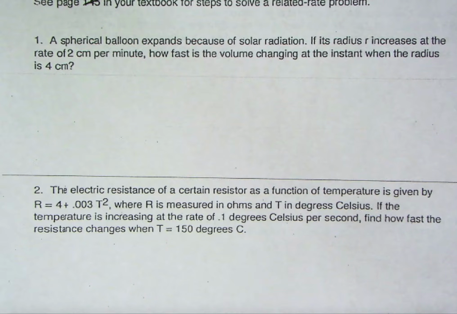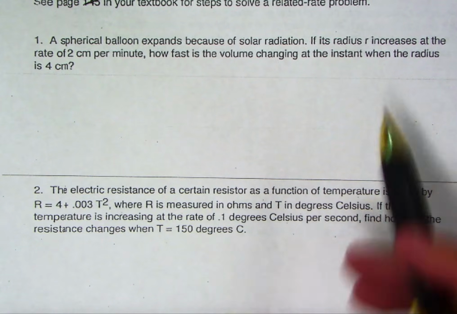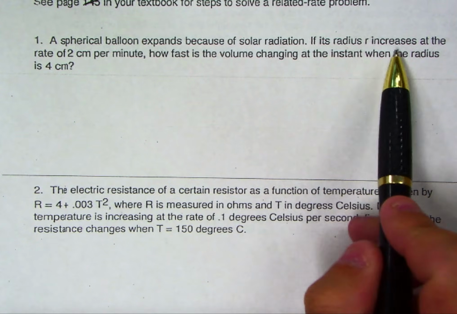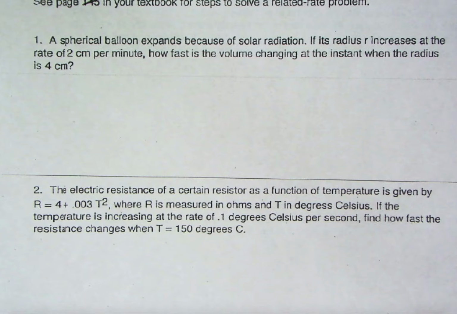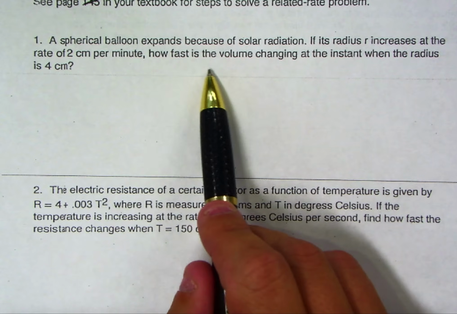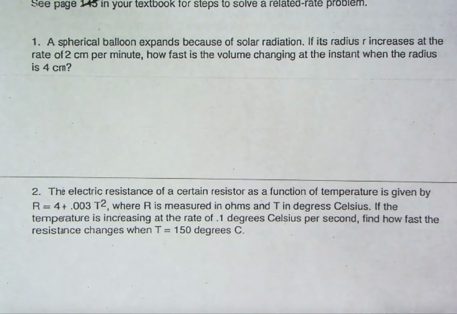But in general, what a related rates problem is, it's when you know the rate at which something is changing, like they'll tell you. Like here they say the radius is increasing at a rate of 2 centimeters per minute. Like they're giving you the rate at which something is changing. And then they're asking you to find the rate at which something else is changing at a certain point in time. Okay? That's when you know you're dealing with a related rates problem.